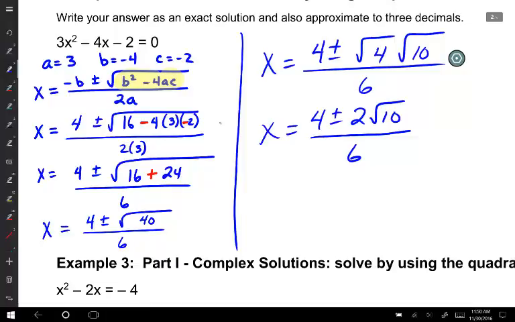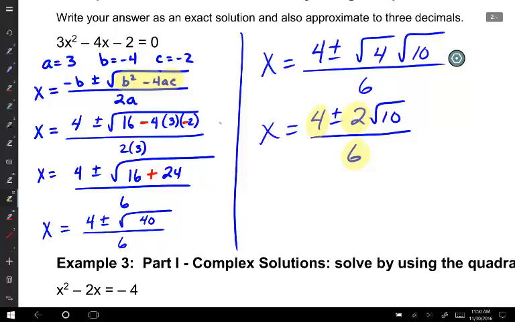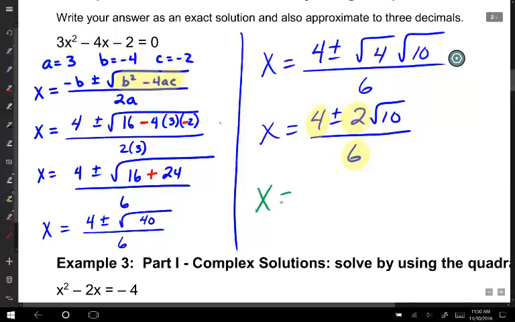Look at the three numbers that are not inside the square root. Those three numbers are 4, 2, and 6. Sometimes each of those numbers is divisible by a number. If they are, you divide. But it has to be all three of those numbers. So, what do all three of those numbers in this case divide by? 2. So let's divide them all by 2. So 2 plus or minus 1 square root of 10 over 3. I need you to notice the square root of 10 was not touched.